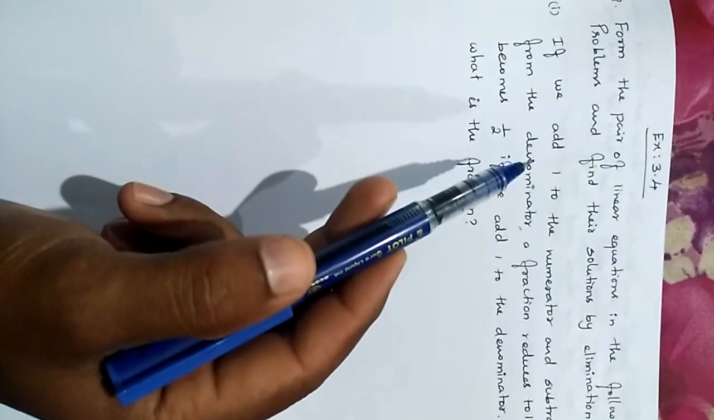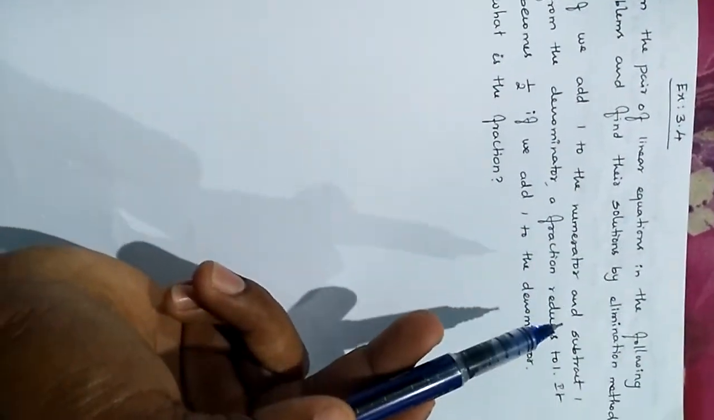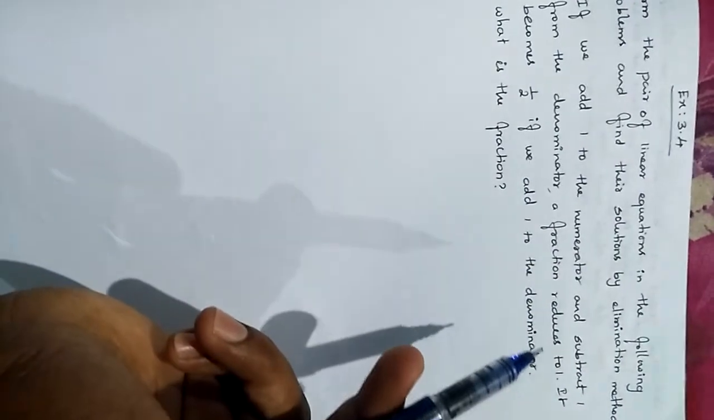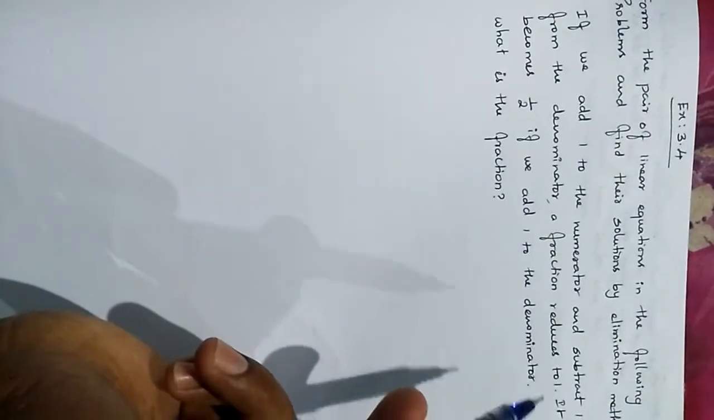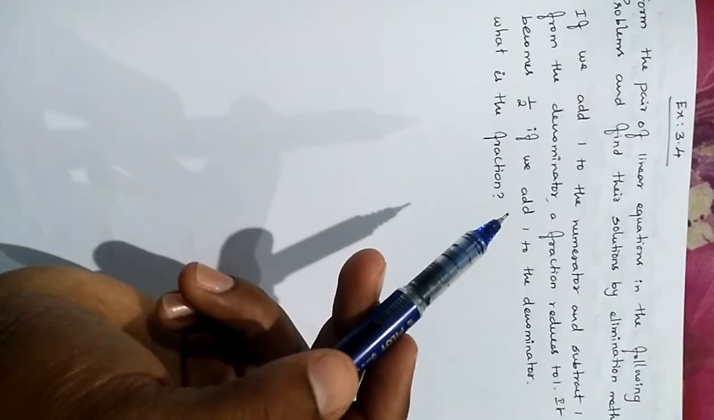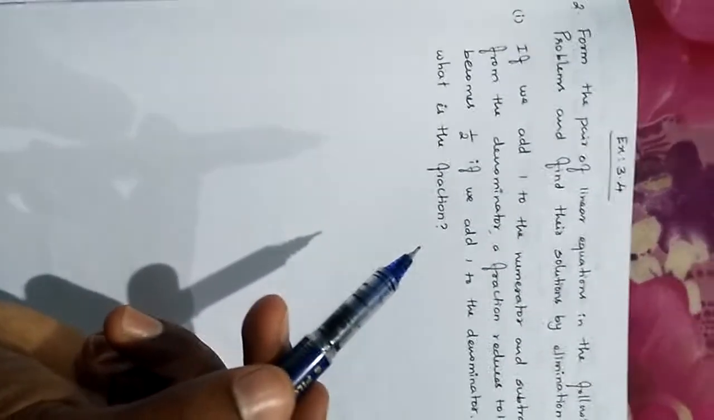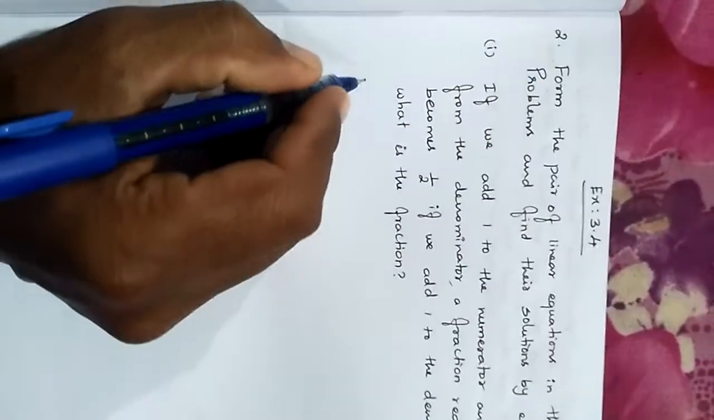If we add 1 to the numerator and subtract 1 from the denominator, a fraction reduces to 1. Then it becomes 1 by 2 if we add 1 to the denominator. Then what is the fraction? So here we have to find out the fraction. So let's consider a fraction here.